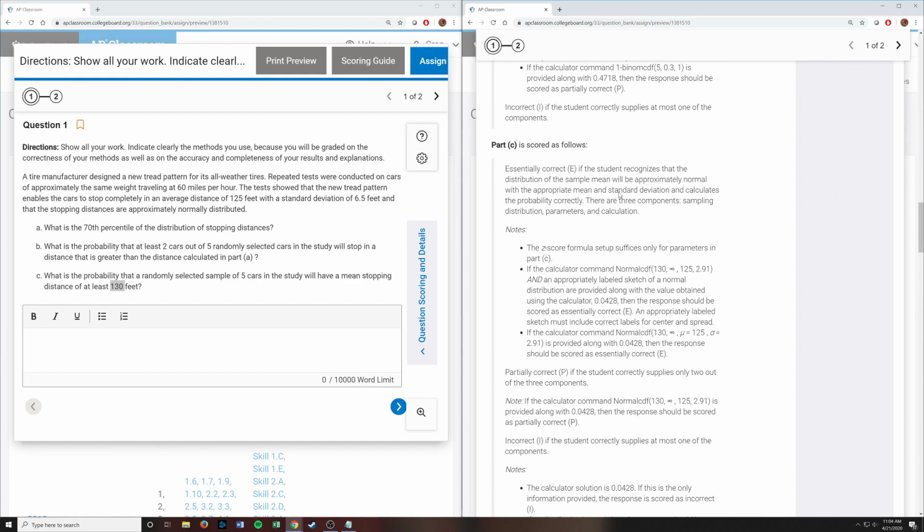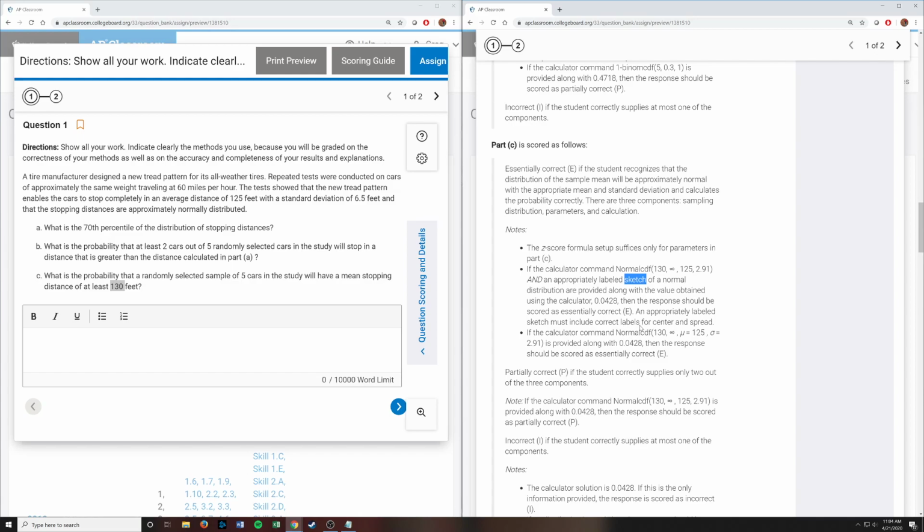So in terms of scoring, it's essentially correct if you provide all 3 pieces again. You need to describe the sampling distribution and its parameters and calculate the answer correctly. If you use the z-score formula but do not state that the sampling distribution is normal, that only counts for parameters. That doesn't count for sampling distribution. If you provide the normal CDF information, you need to sketch the curve to get an E.